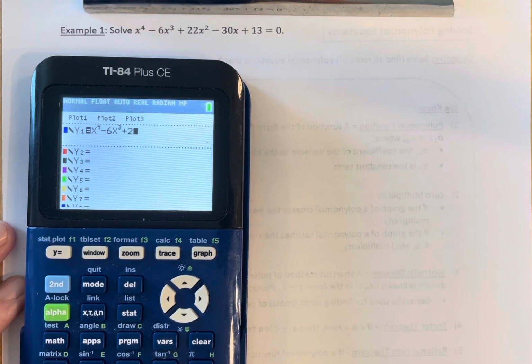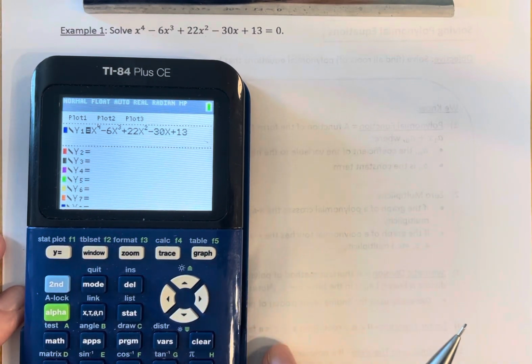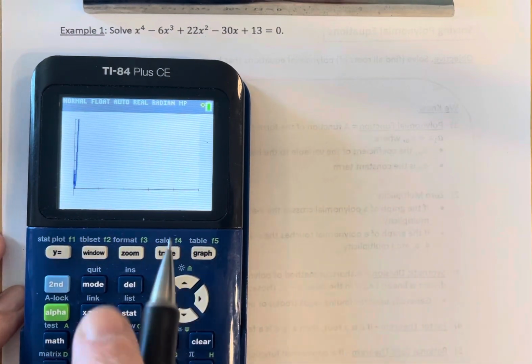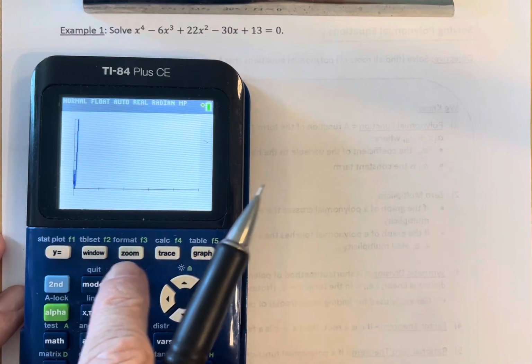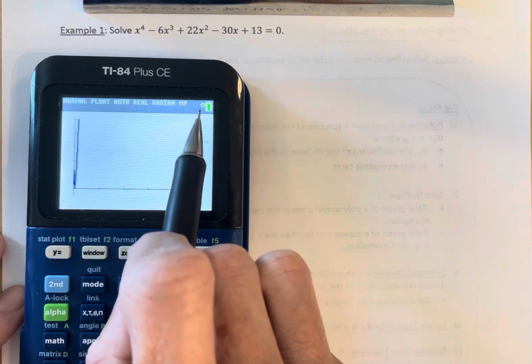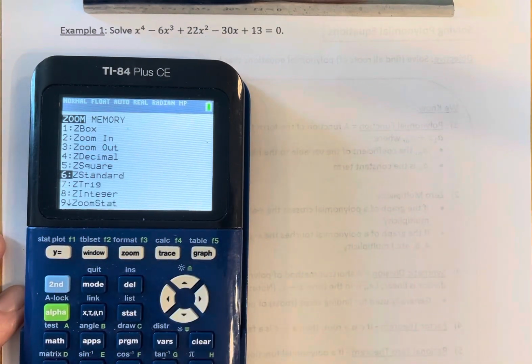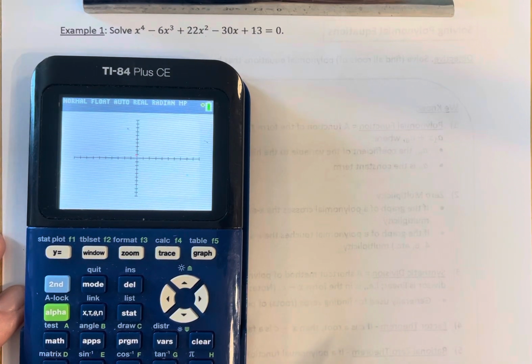Let's see, plus, I'm having to be careful here, 22x squared minus 30x plus 13. Let's hope we have a place on the graph where we have a real zero or a rational zero. Whoa, looks like my scale is pretty off. Let's go to my zoom. I'll let it finish graphing with this little circle spinning up here. Okay, let's go to zoom. Looks like I had a different window set. So here we go. Here comes the graph.